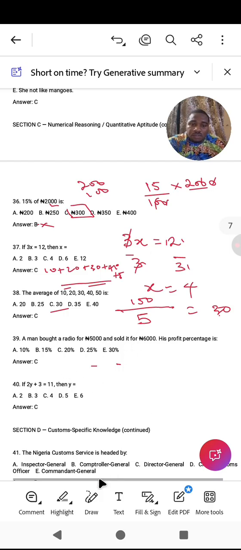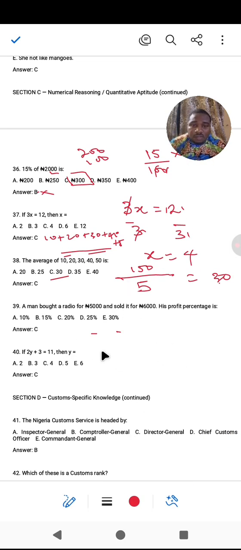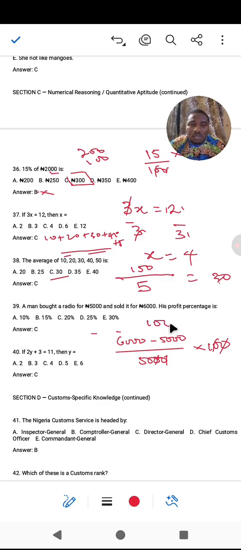And you can also use the formula. The formula is very straightforward. You can use it: 6,000 minus 5,000 upon 5,000, multiplied by 100. This minus this is 1,000, right? So you have this cancel this. 5 here, 1. 5 into 100 is 20%. You see, it's straightforward.